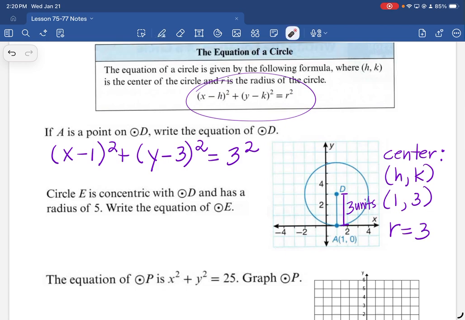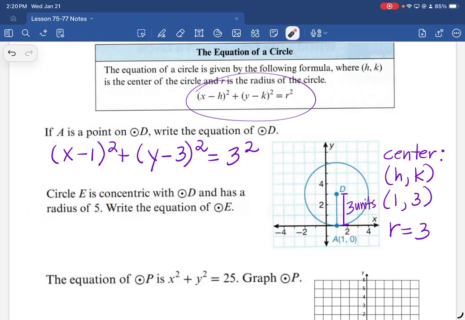The second part says circle E is concentric. Remember, concentric means that they share a center point. So it could look something like this. And they're both at point A, just to review what concentric means. Circle E is concentric with circle D and has a radius of 5. Write the equation of circle E.